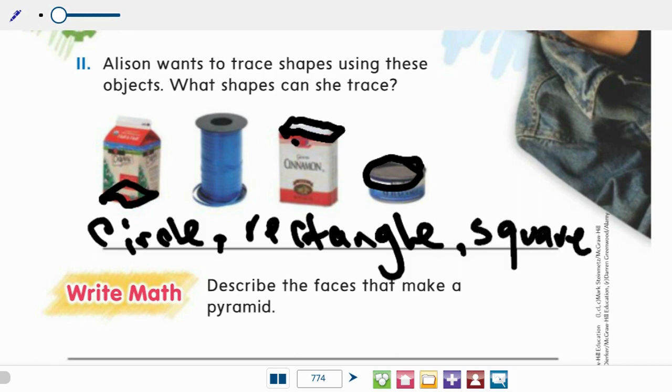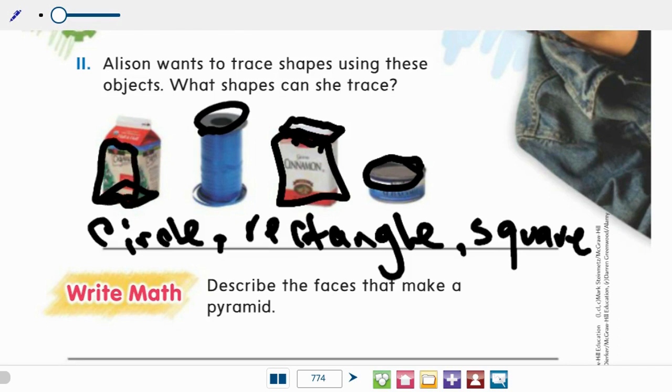All right. Can I use this ribbon? Can I use it for anything? Well, I could make another circle out of it, but that's about it, right? I could make another rectangle out of my cinnamon, but that's about it. I could make a rectangle out of the side of my milk carton.